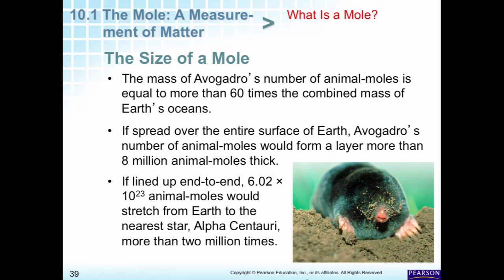If we line them up end to end, they would stretch from Earth to Alpha Centauri more than 2 million times. So that's, what, 4 light years away, I think, Alpha Centauri, and then 2 million times that.